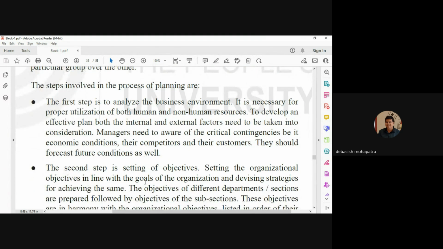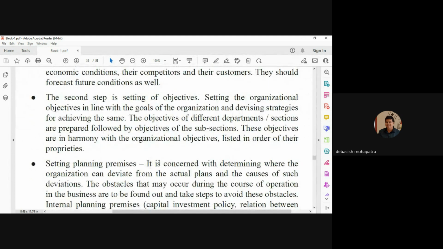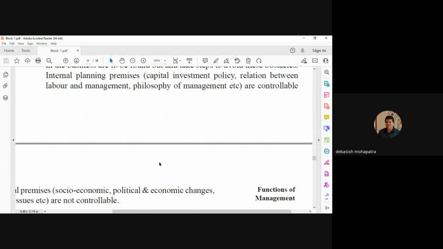Then the second step is setting up objectives, setting the organization's objectives in line with the goal of the organization and devising strategy. That is the second step of planning, that we are setting up the objectives. Third is setting planning premises. It is concerned with determining whether the organization can deviate from the actual plan and the case of such deviation.